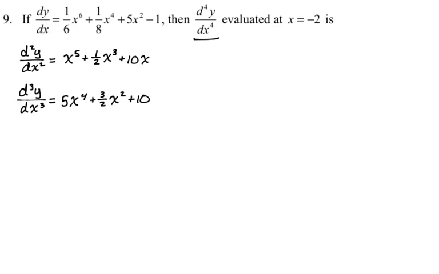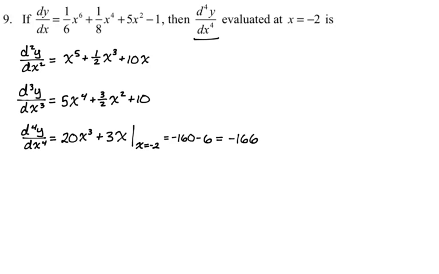What happens a lot though is you take enough derivatives that the fractions clean themselves up. And finally the fourth derivative is going to be 20x cubed. Here, it's 3/2, but then the derivative is 2x, so the 2's cancel. So we just get 3x. The derivative of 10 is 0. We're going to evaluate this at -2. So -2 cubed is -8 times 20 is -160. So this will be -160 minus 6, which is -166. And that's the answer.